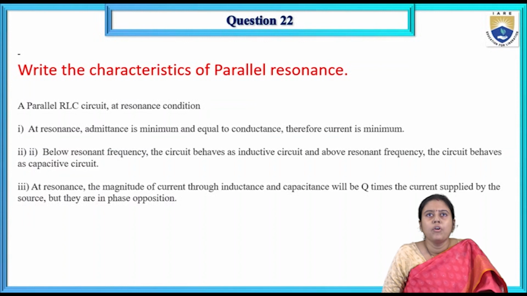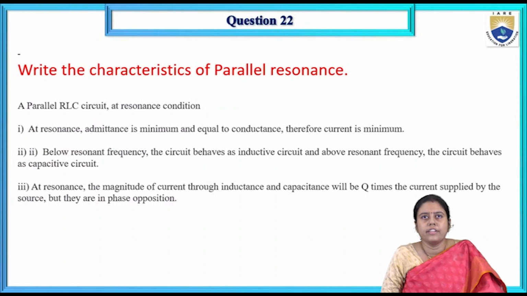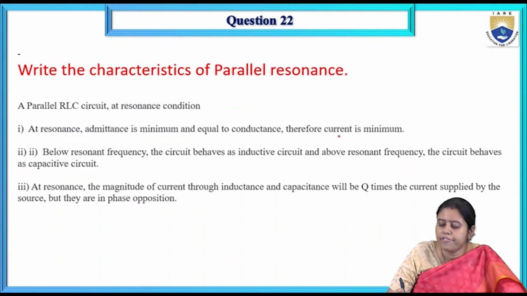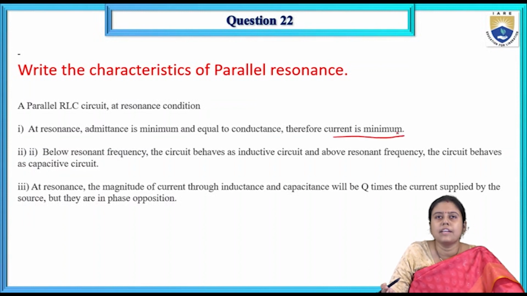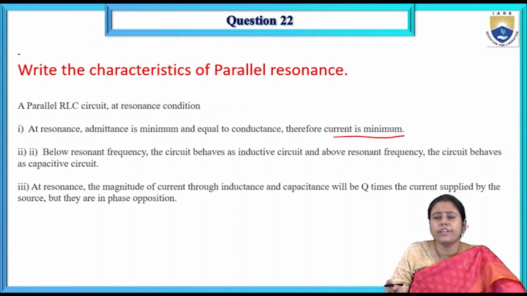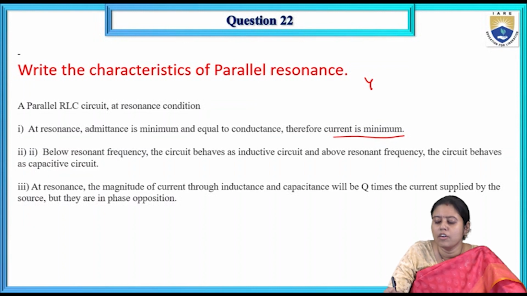Question number 22. Write the characteristic of parallel resonance. In a parallel RLC circuit at resonance condition, admittance is minimum and equal to the conductance, therefore the current is minimum. As this is a parallel one, the voltage is constant and current is changing. Admittance we are getting Y like the impedance. Admittance is minimum and equal to the conductance, because again XL is equal to XC. What does it mean? Both reactances are equal and therefore current is minimum.